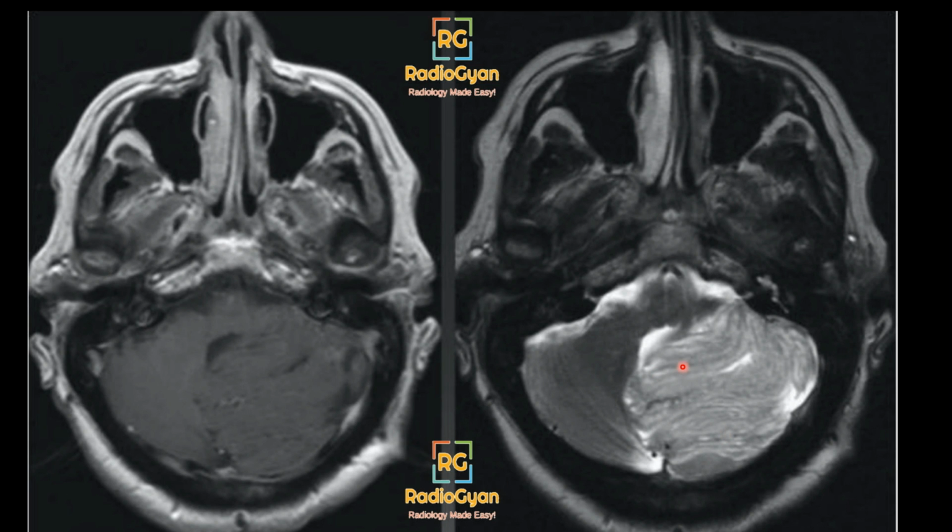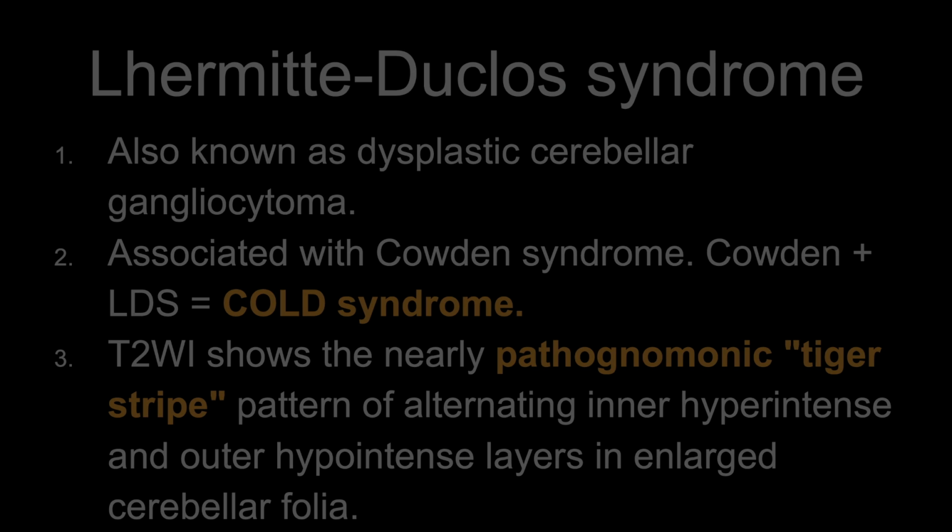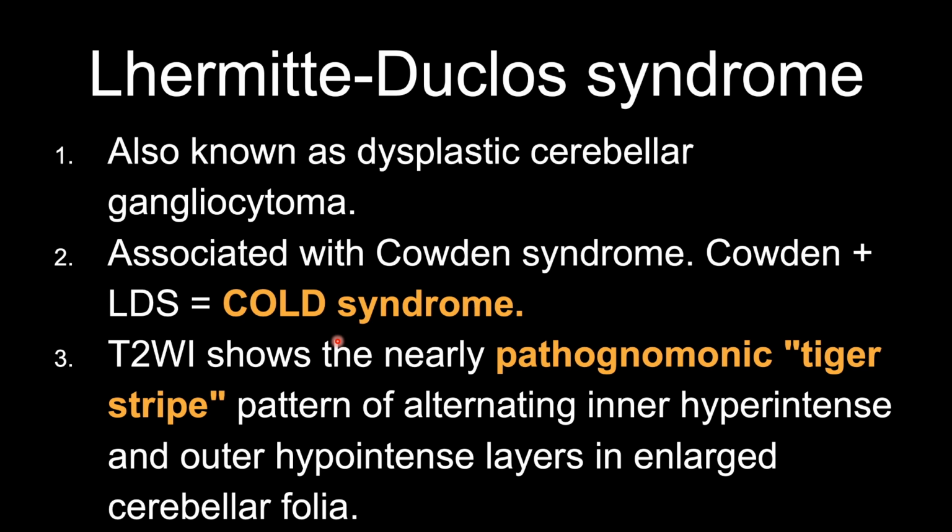So what we see here is an ill-defined T2 hyperintense lesion with multiple linear hypointense areas, giving rise to what is known as a tiger stripe pattern, and the lesion is fairly T1 isointense. We can hardly appreciate it on the T1 weighted images. So this case is Lhermitte-Duclos syndrome. This is also known as dysplastic cerebellar gangliocytoma.